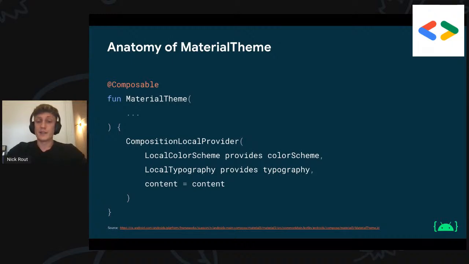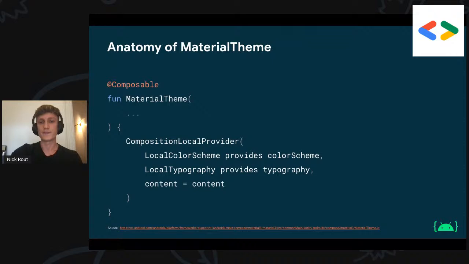But the interesting stuff of how this all works actually happens inside this function. The parameters we've seen, we probably would have dealt with by using a material theme in our app, but what actually happens inside this function? And again, we have to look to the source code for this. Although this is a slightly simplified version, the main part of this is something that you see here, which is called a composition local provider. And then a bunch of the values passed in, which are a local color scheme, which provides color scheme, a local typography, which provides typography, and the content which we saw before, which we passed through to this composition local provider.